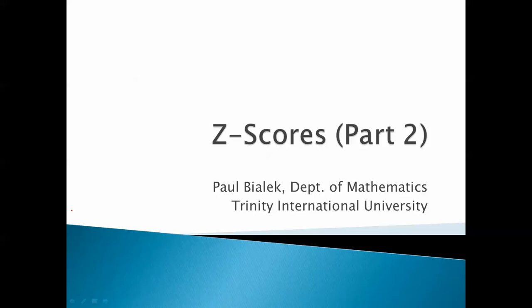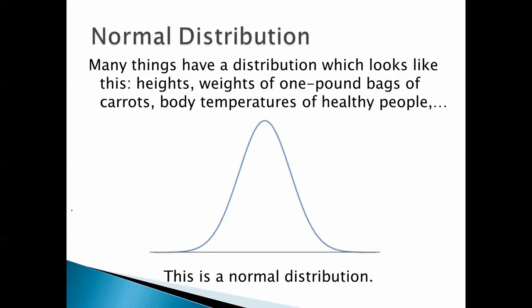Let's talk about z-score some more. Many things have a distribution which looks like this: heights, weights of 1-pound bags of carrots, body temperatures of healthy people. This is a normal distribution.